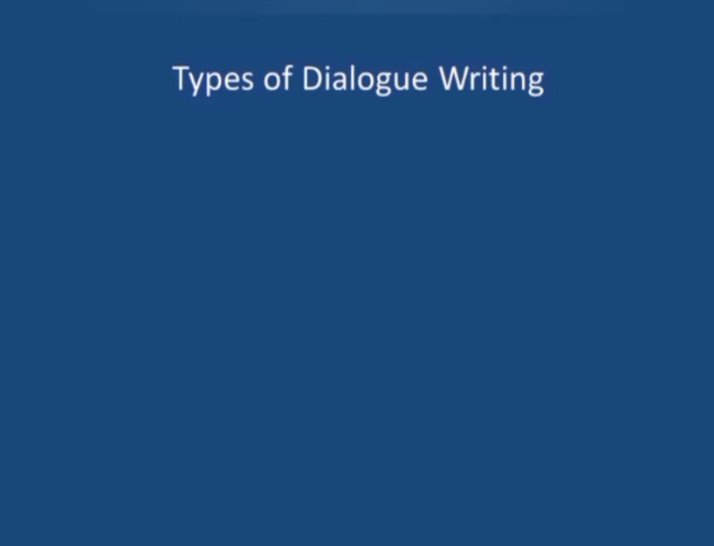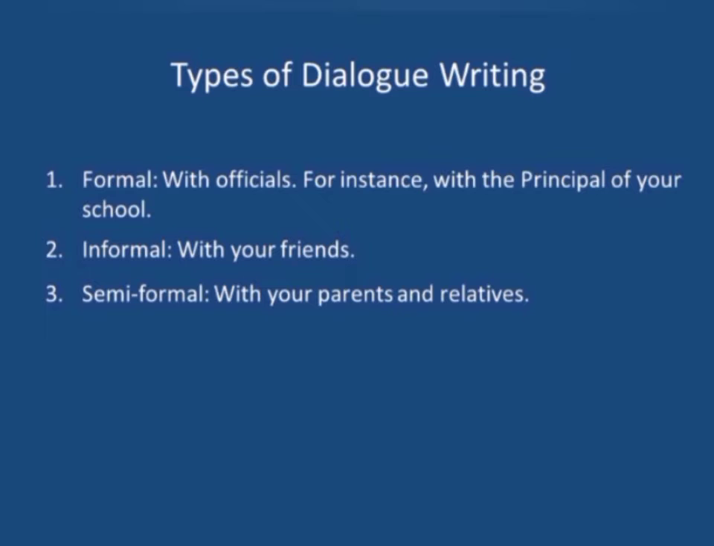Now we will see what are the types of dialogue writing. There can be three types of dialogue writing. First is formal dialogues. You use formal dialogues in a formal situation. You use formal dialogues with officials. For example, when you talk to your school principal.